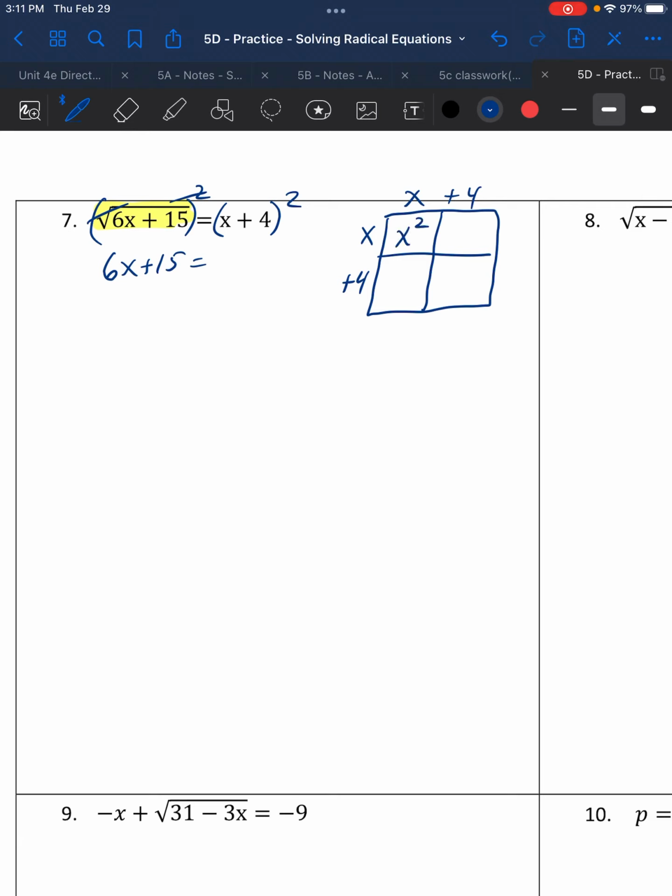So we have x times x is x squared, x times 4 is 4x, x times 4 is 4x, and 4 times 4 is 16. We have 4x, so now we're going to get our like terms together. It's always adding, so we have x squared in the top left, 4x plus 4x, and our like terms is 8x, and then plus 16.